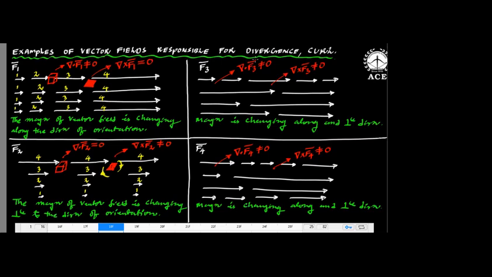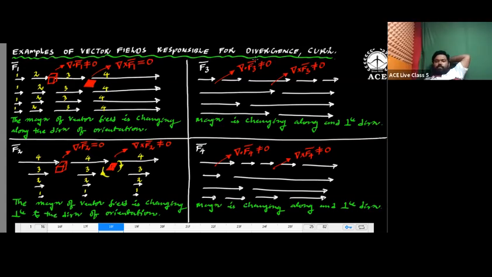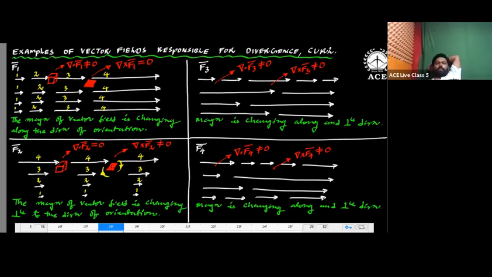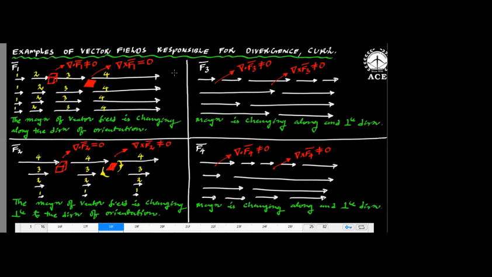Yes, sir. And then one more thing: arbitrary vectors, arbitrary functions, sir. They have magnitude and direction changing both perpendicular to and along the direction of orientation. So that's why they're like arbitrary constants. Yes. Okay, sir. That's it, sir. Thank you. Okay. Good night.